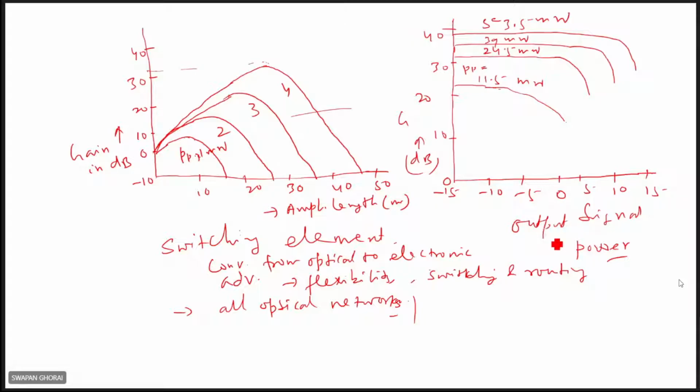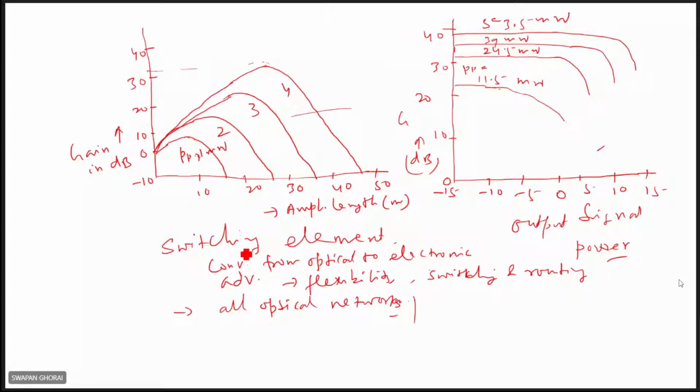Similarly, if you plot output signal gain versus output signal power, you can see it here. After a certain output signal power, gain will fall. Right. So these are the important curves while dealing with optical amplifiers.